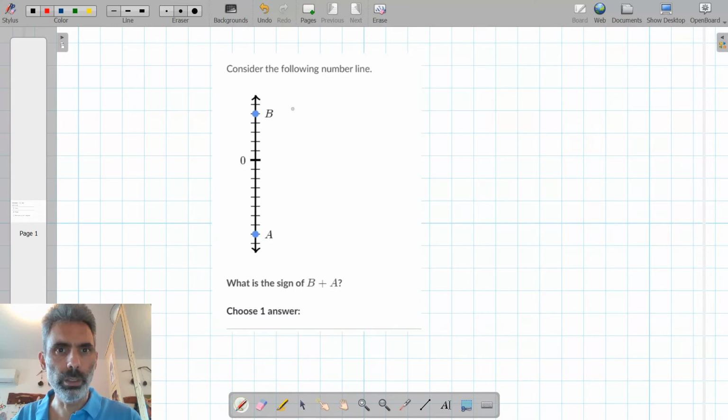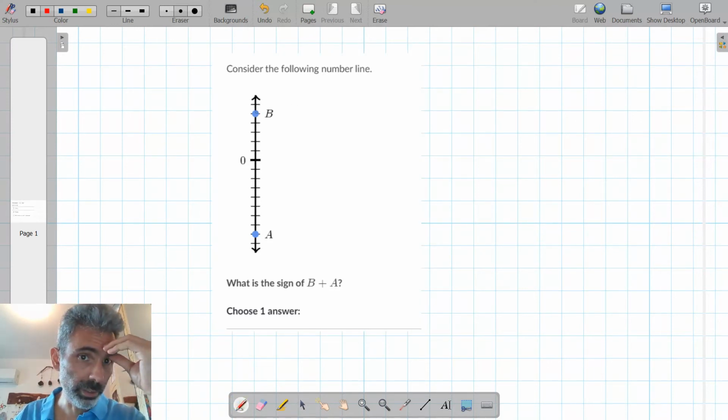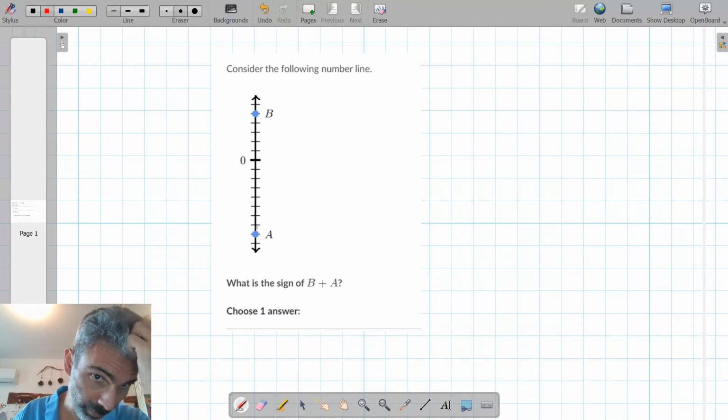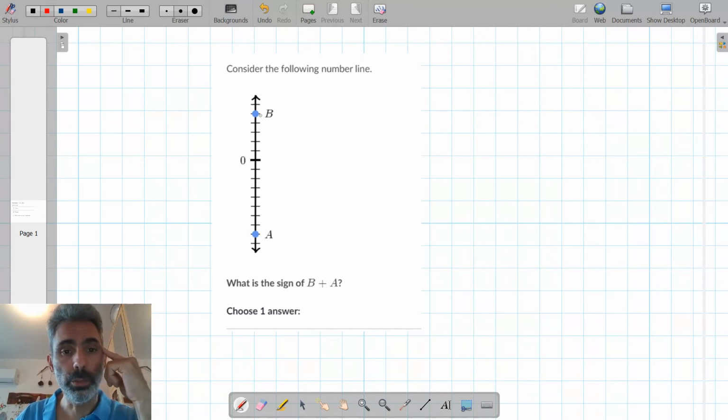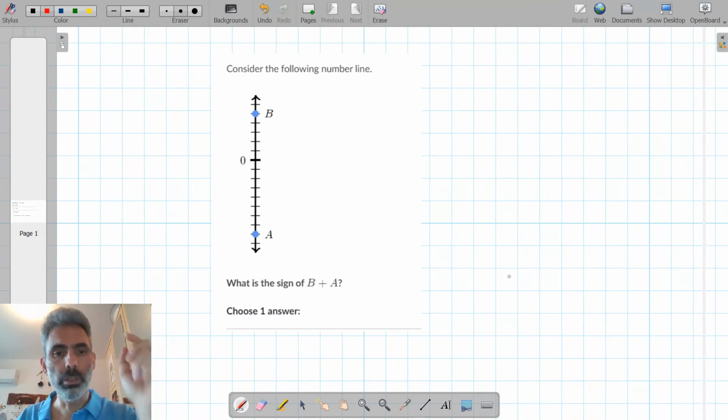Consider the following number line. So we see that b is closer to 0 than a. A is negative and b is positive. If we combine b and a, we will end up beneath the 0, so the sign will be negative.